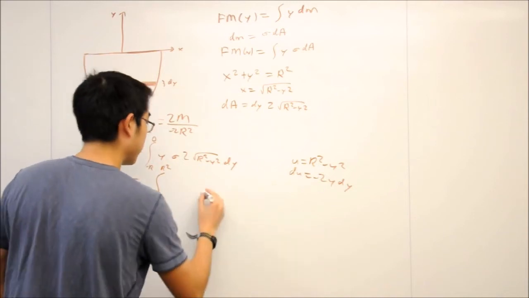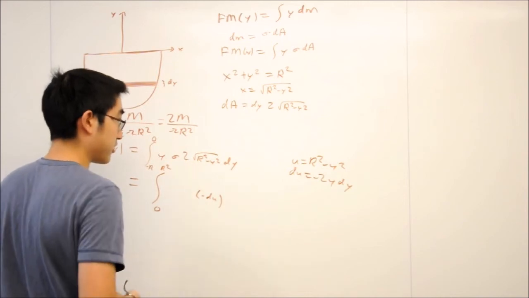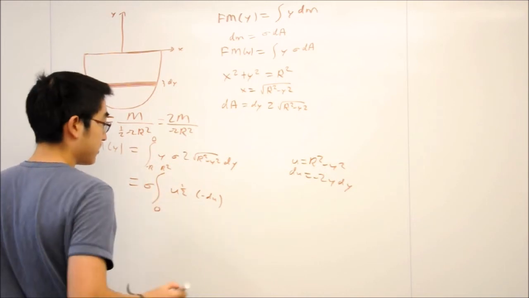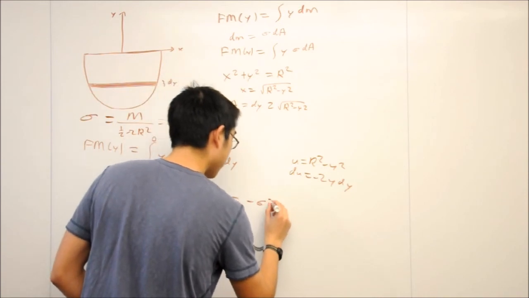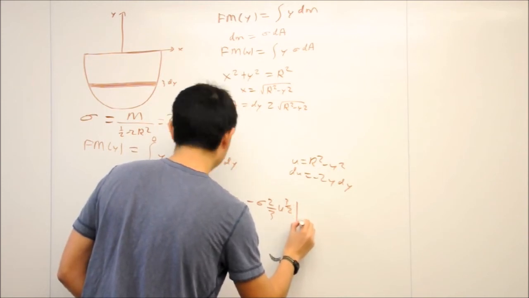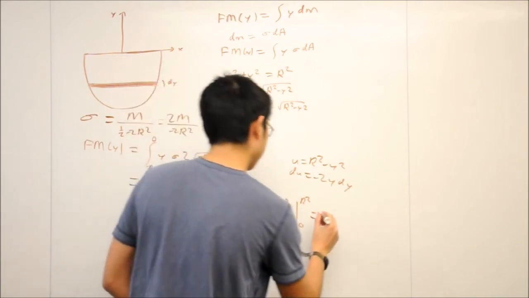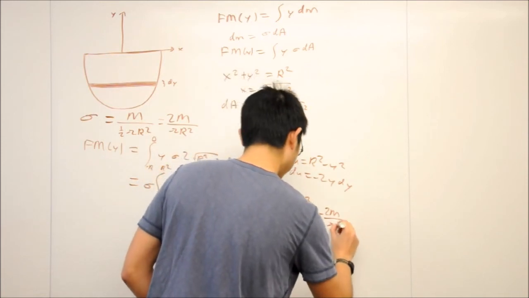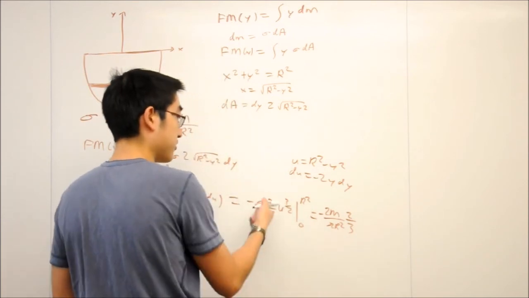2y dy is just negative du, so we'll put that in brackets over here, and the square root of big R squared minus y squared is just u to the 1/2. Since sigma is a constant, we can take that out. So that simplifies down to negative sigma times 2 over 3 u to the 3 over 2 evaluated from 0 to big R squared, which is just, now sigma is 2 times big M over pi big R squared, times 2 over 3. And we substitute in big R squared into u to the 3 over 2.